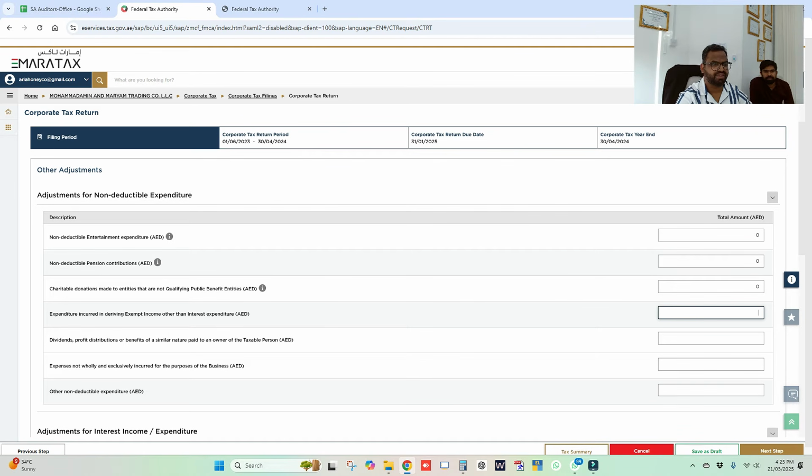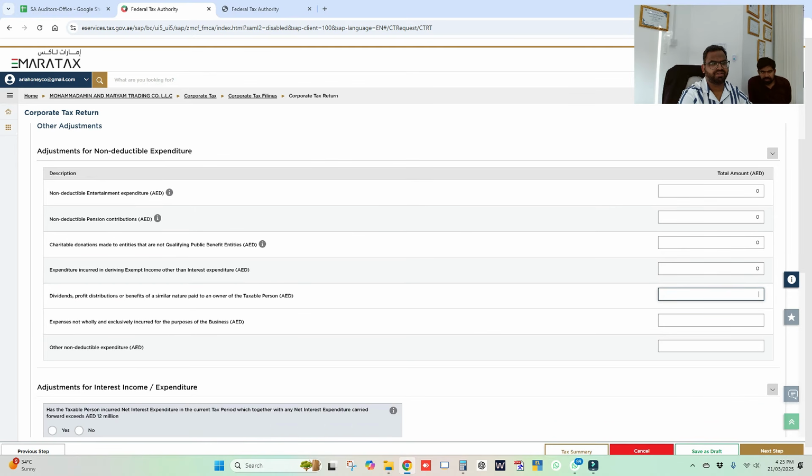Expenditure incurred in deriving exempt income. If you are doing both kinds of business, taxable income and exempt income, then you have to prepare these calculations. Exempt income, other interest, dividend, profit distribution or benefits of a similar nature. Dividend, profit distribution or a benefit of a similar nature paid to an owner of the taxable person. If you are paying any dividend, okay, then expenses not wholly and exclusively incurred for the purpose of business. If you are doing any kind of expenditure of a personal nature, you have to put it here.